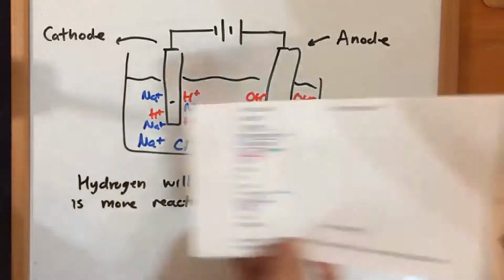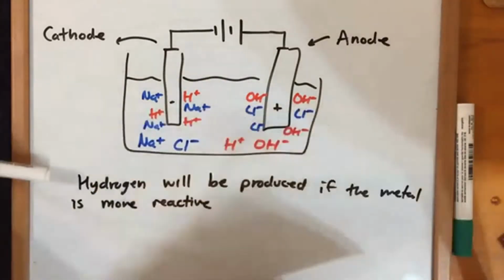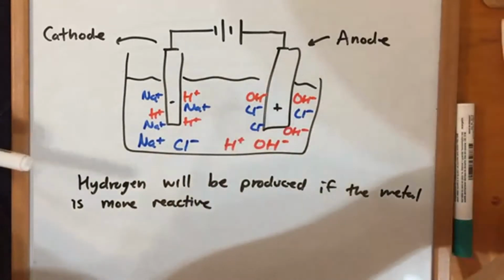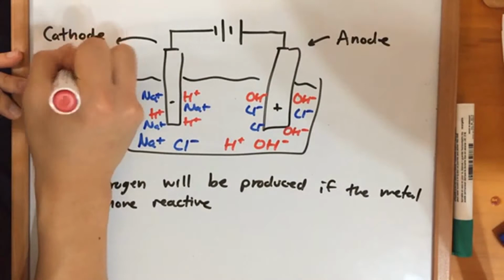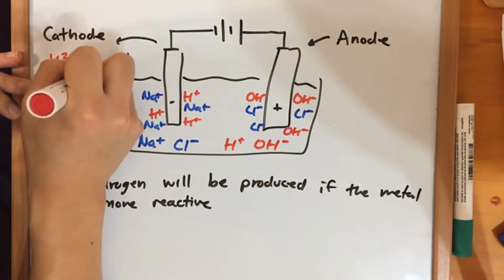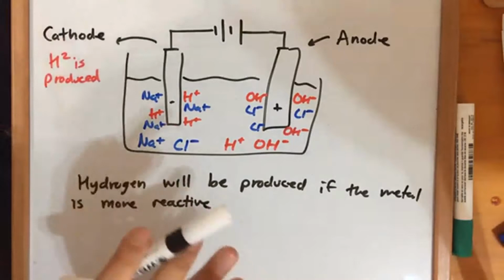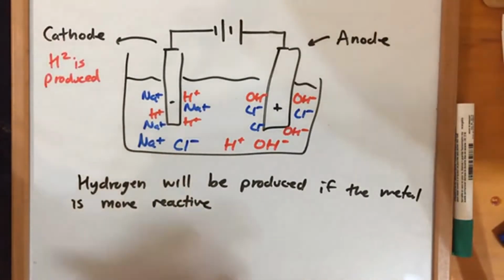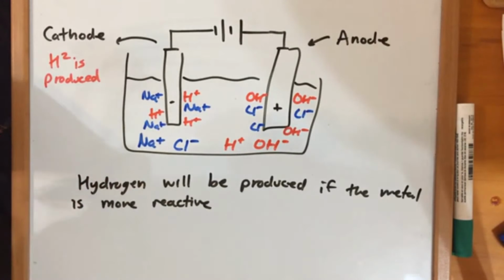Okay, so looking at this, sodium is much more reactive than hydrogen. That means that hydrogen will be produced, okay? So at the cathode, H2 is produced. Okay, that's that. Nothing more complicated, okay? And I'll show you examples of where hydrogen is not produced, okay?